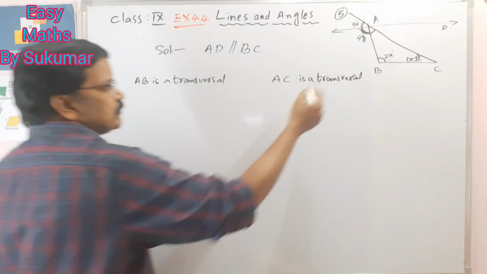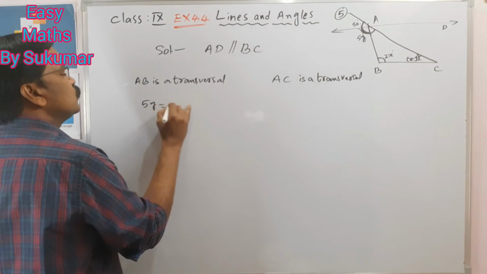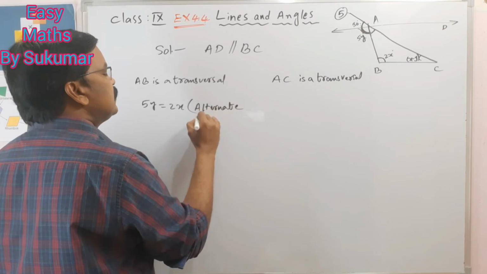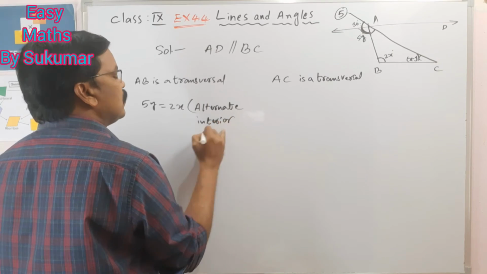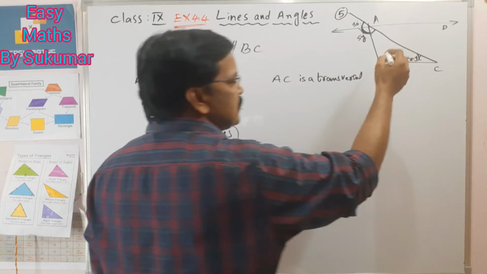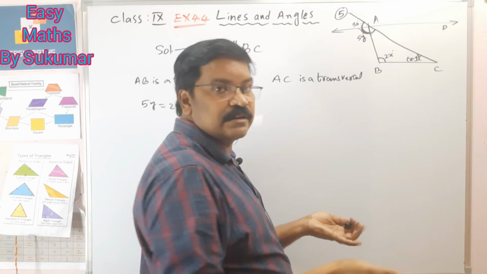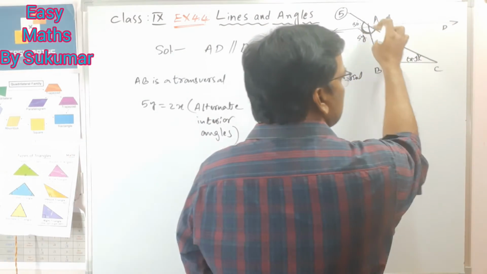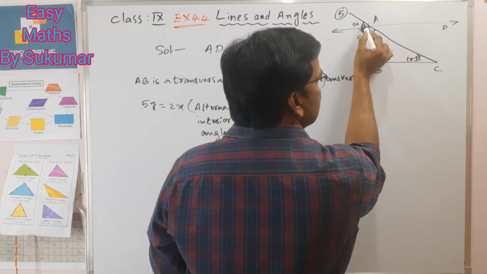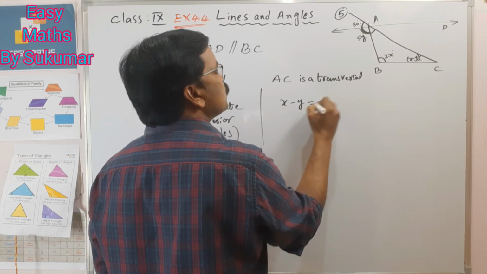Okay. See, AB is a transversal, means 5y and 2x are equal. 5y is equal to 2x. The reason is alternate interior angles. AD is parallel to BC, so 5y and 2x are alternate interior angles. If AC is a transversal for these two parallel lines, these 30 degrees and x minus y are equal. That means x minus y is equal to 30.